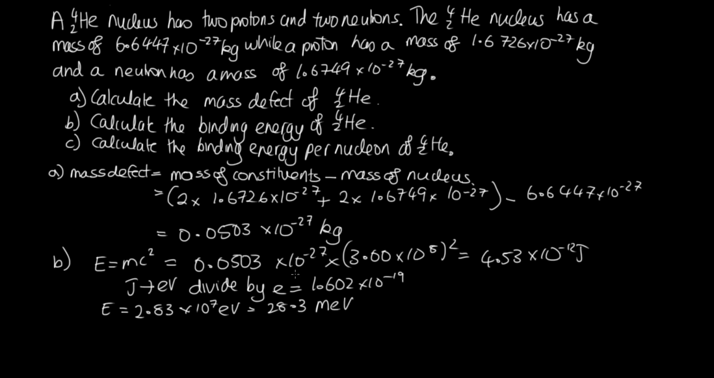And now part C wants our binding energy per nucleon, and so all we need to do is divide our binding energy, which is the 28.3 mega electron volts, by the number of nucleons. So this is equal to 28.3 on 4, because there's 4 nucleons, 2 protons and 2 neutrons, and so we have 7.06 mega electron volts as the binding energy per nucleon.